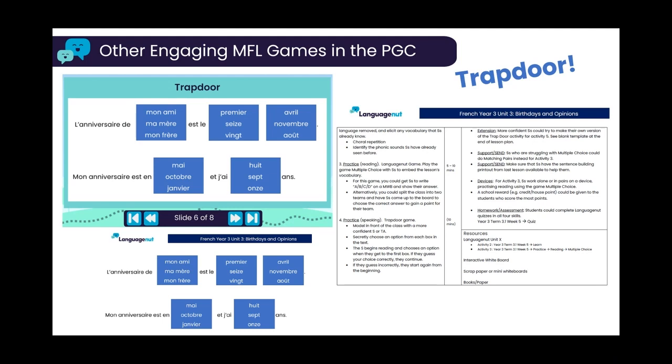But the idea with trapdoor is that you secretly choose one option from each of the trapdoors, which are in the blue boxes, and then pick a student to read the sentence and to guess which option you've chosen. So they might, in this case, say l'anniversaire de mon ami, and if they've got that correct and that's the one you've chosen, you let them carry on, and then they'll say et le, and then they might choose 16. That might not be the one that you've chosen, in which case, if they've got it wrong, you send them right back to the beginning, and when you're modelling it, you might then want to choose another student to carry on from the start. Then the idea would be to break them off into pairs and have them practice it on their own, so they get used to those structures and those longer sentences, but also practice their pronunciation.